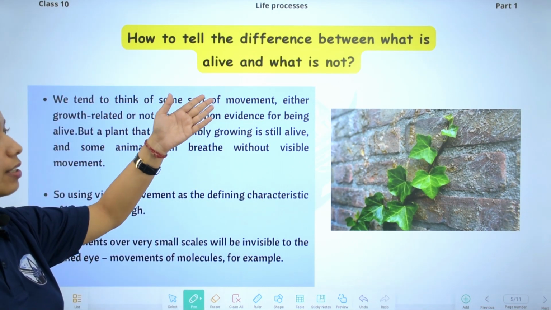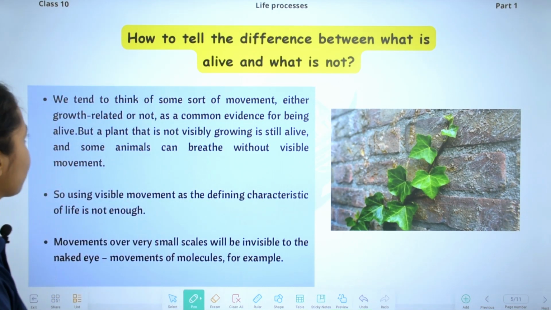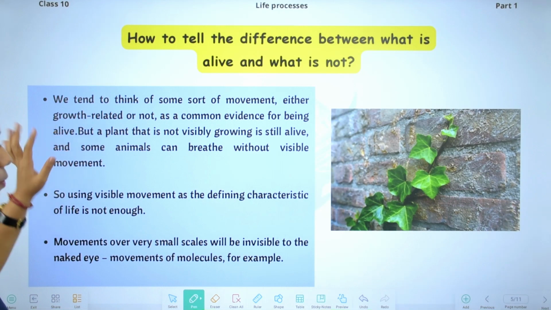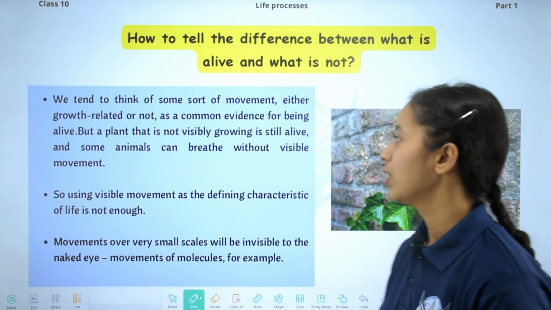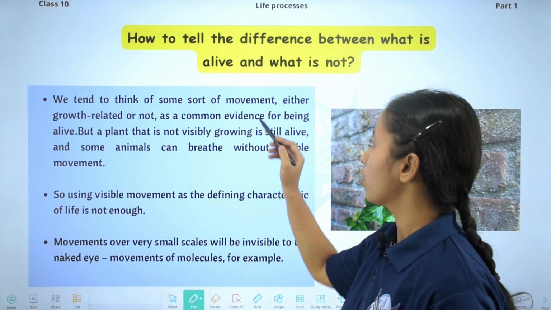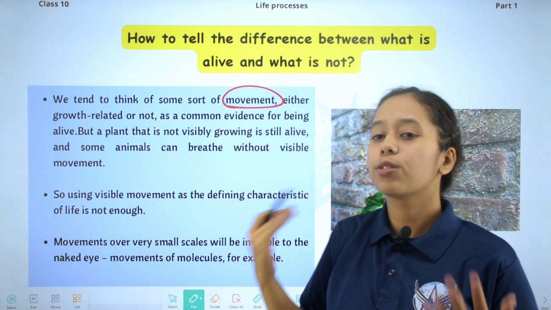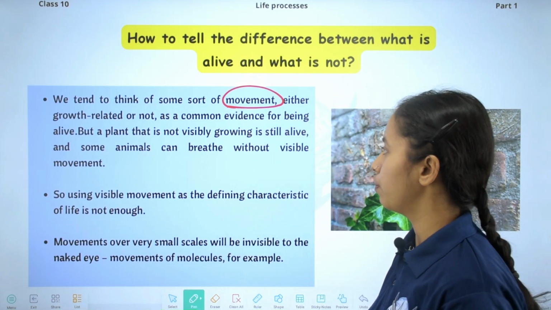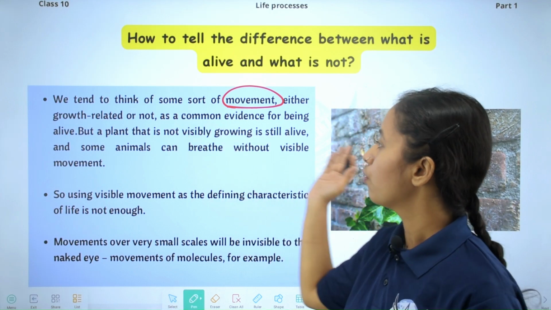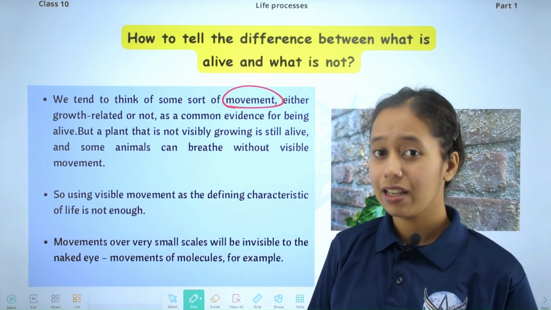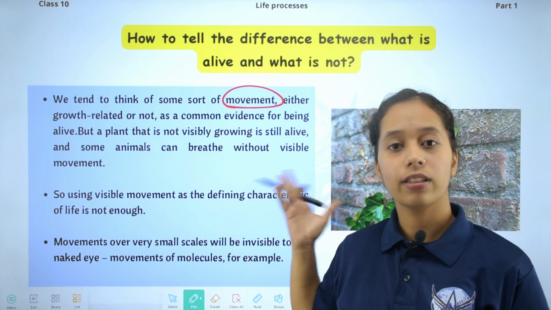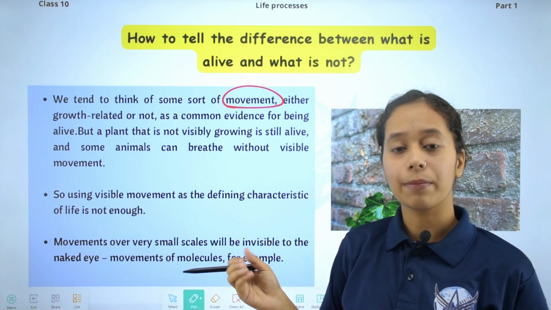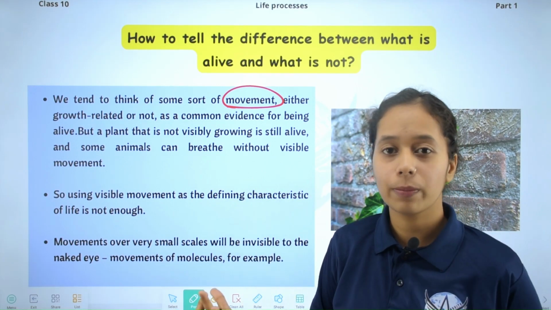How to tell the difference between what is alive and what is not? We tend to think of some sort of movement, either growth related or some other kind of movement, as a common evidence for being alive. Just like a dog, a cow and a human being. We see movement in them, and hence we call them alive.